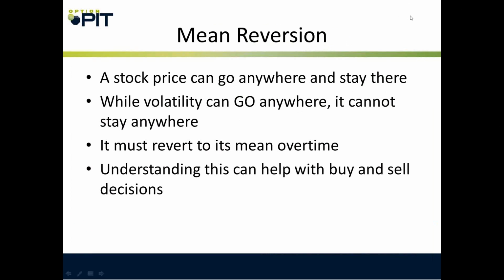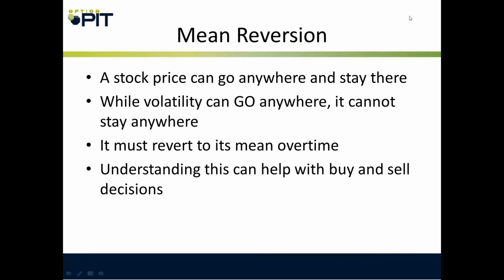Volatility can go anywhere, but it can't stay there. So if you think about the crash of '87, the VIX would have been over 100. It's now 9. The VIX of 9 will not stay there forever. It will not. It may seem that way, but it will not.